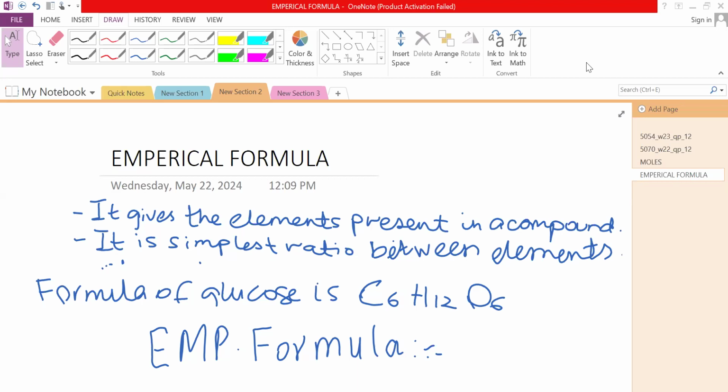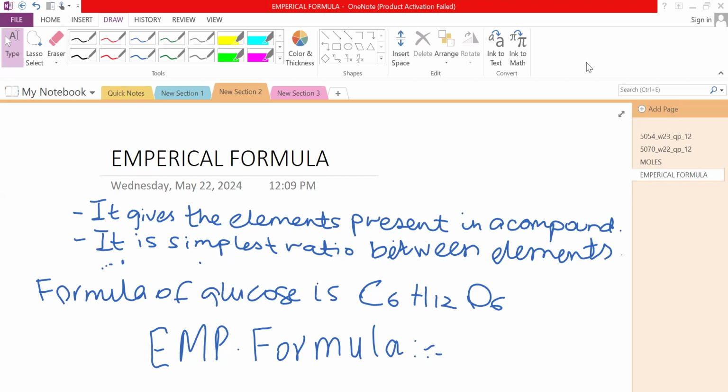Let's get started. Empirical formula is also known as the simplest formula. It gives the elements present in a compound. It is the simplest ratio between the elements. So let's look at the example.